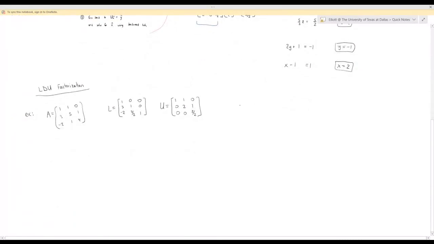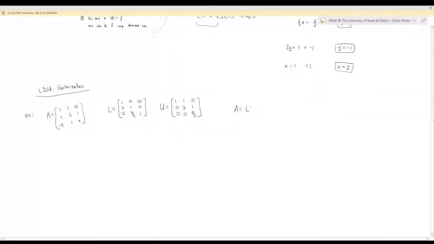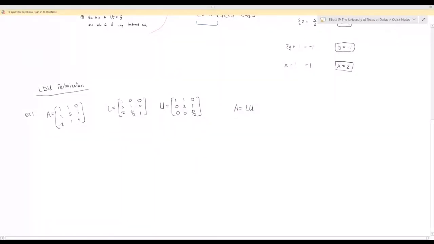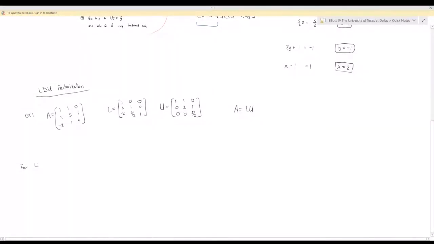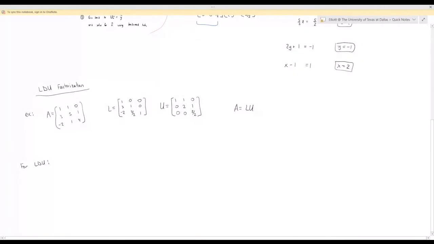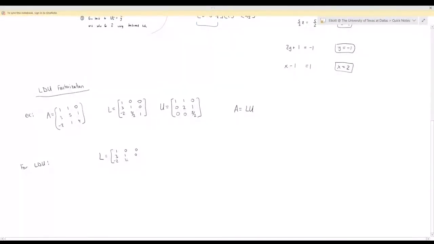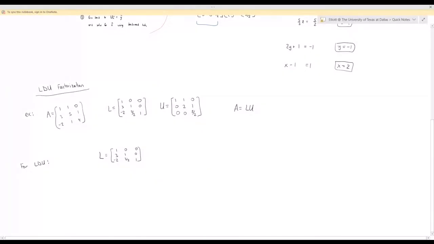Okay. And then with these three matrices, we had this factorization A is LU. So for the LDU factorization, L in the LDU factorization is the same as it was in the LU factorization. So we're good here. I'm going to copy down L. Now, as for the D and the U, U is still upper triangular in LDU. D is a diagonal matrix.